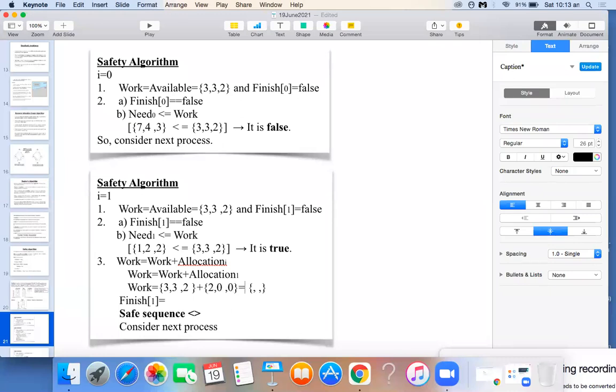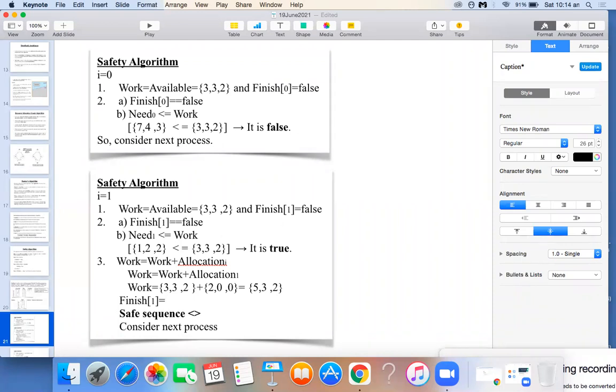200. So what is your answer? Add these two things. 3 plus 2, how much? 5. 3 plus 0, how much? 3. 2 plus 0, how much? 2. Correct. Is it right?